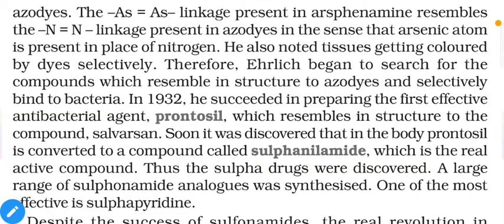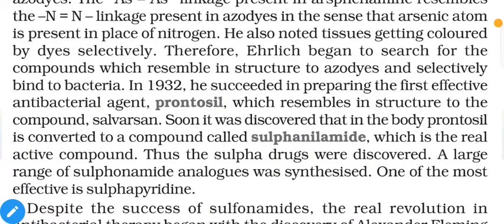In 1932 he succeeded in preparing the first effective antibacterial agent, Prontosil, which resembles the compound salvarsan in structure. Soon it was discovered that in the body Prontosil is converted into a compound called sulfanilamide, which is the real active compound. That means Prontosil was not the actual drug, but it converts into sulfanilamide and then acts against the microorganism or diseases. That's why we finally found sulfa drugs.